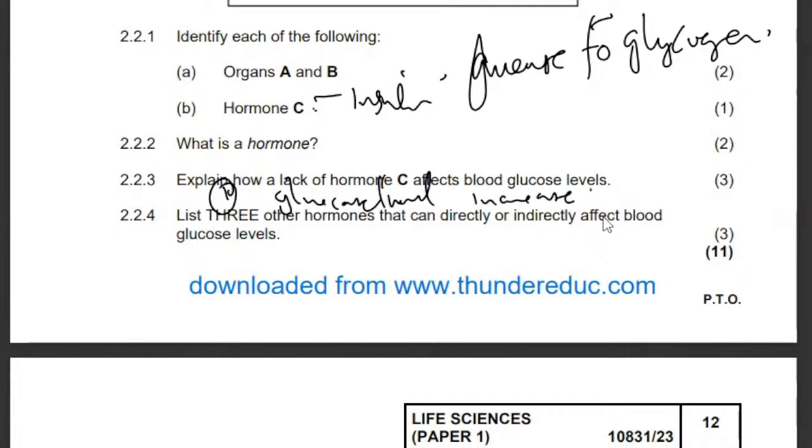And once they increase, then automatically you will suffer from diabetes mellitus. Diabetes mellitus. Don't call it sugar diabetes. Don't call it sugar type 1, type 2. No, not diabetes type 1, type 2. Call it diabetes mellitus. That's the best answer you can get.